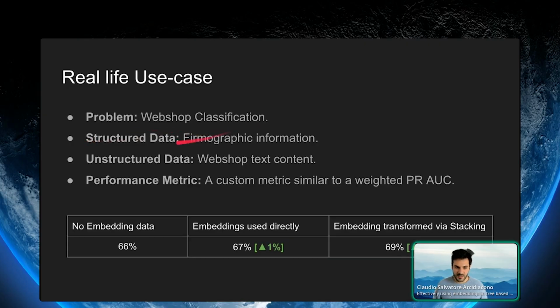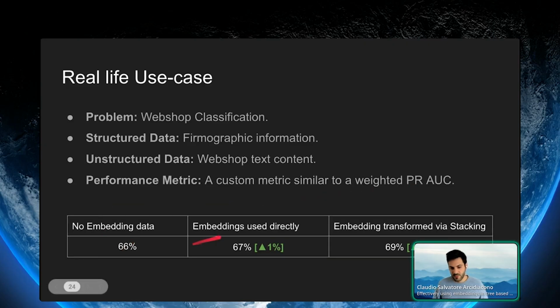For our problem of web shop classification, we have structured data, firmographic information. And as unstructured data, we also had available the web shop text content, essentially the textual content that you see when you load the page of the web shop. For this use case, we used a custom performance metric. I don't want to explain it in this context. It was a bit complex, but you can think of it as something very similar to a weighted PRAUC, so area under the precision recall curve.